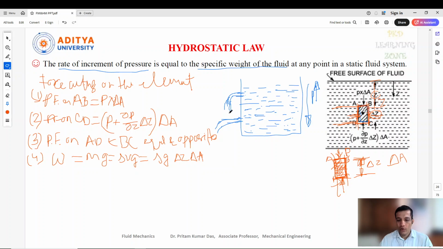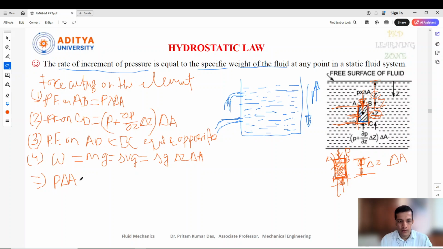Now we need to equilibrate all these forces so that we can find the pressure formula here. Now resolve the forces, or equilibrate all these forces, and we can write how many forces there are. First, the force acting on the AB surface in the vertical downward direction, let's write that: P into delta A, which is acting on the surface. Now we can write another force which is acting on this.